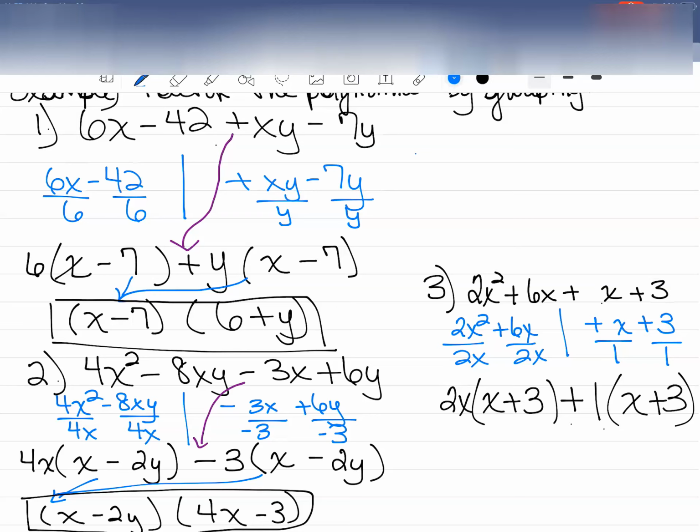Because remember, whatever this third sign is, that's what you're going to see here in between them. My matching parentheses is now an x plus 3. And what I'm leaving behind is a 2x plus 1.